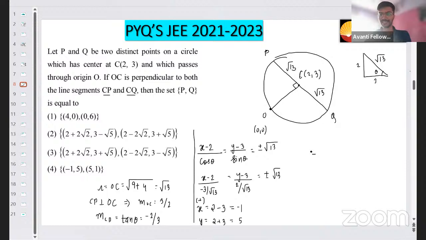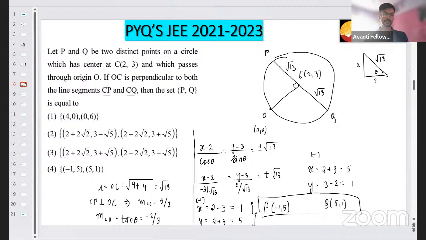And if I take minus √13, I'll get x equals to 2 plus 3, which is 5, and y is equal to 3 minus 2, which is 1. So from here, you can say point P's coordinates are -1, 5. And from here, point Q's coordinates are 5, 1. So these are the coordinates.